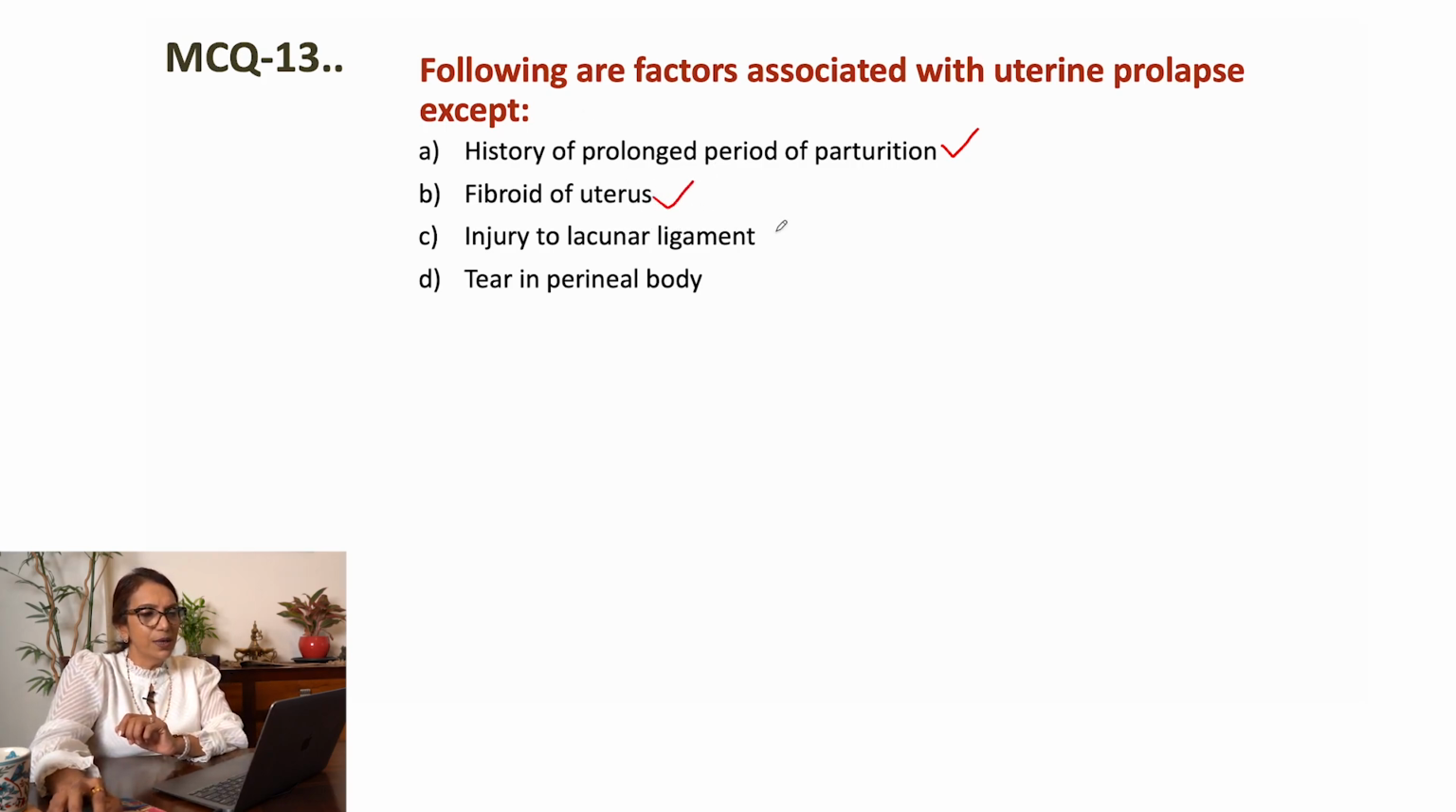Injury to lacunar ligament. Now many of you must be forgetting what is lacunar. So we'll go to that. I am not sure about this. And then let's go to tear in perineal body. Of course, tear in perineal body always leads to uterine prolapse. So possible answer is C, but let's still investigate.